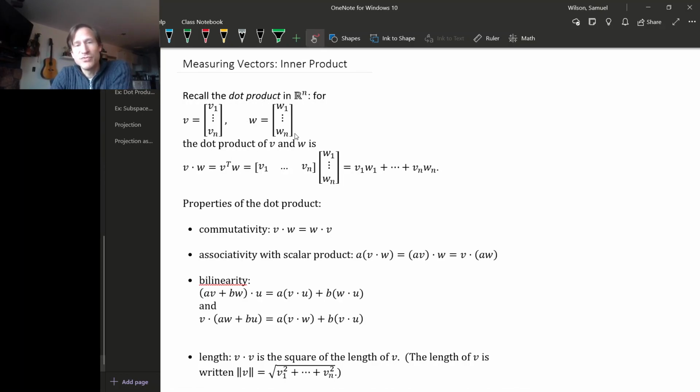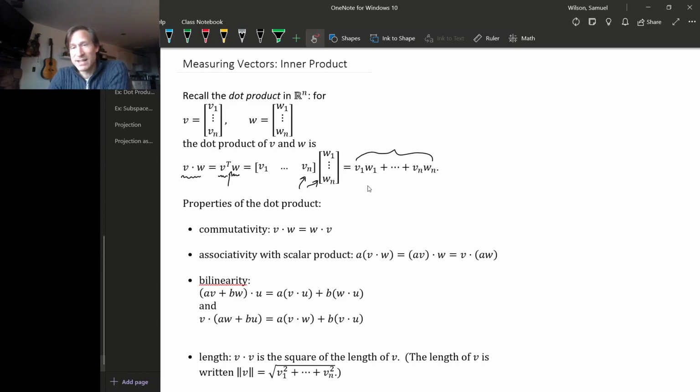So the dot product of two vectors is written v dot w, and it's just defined to be v transpose times w. And this multiplication here is just the regular matrix product. Now, since v and w are both in Rn, the number of columns in v transpose is equal to the number of rows in w, as you see here. And this matrix product just produces a 1-by-1 matrix, in other words, a scalar.